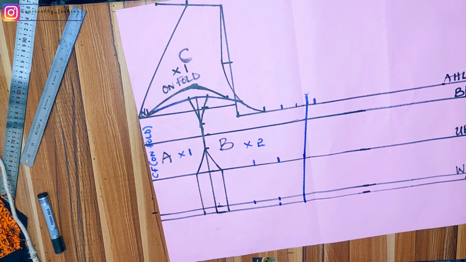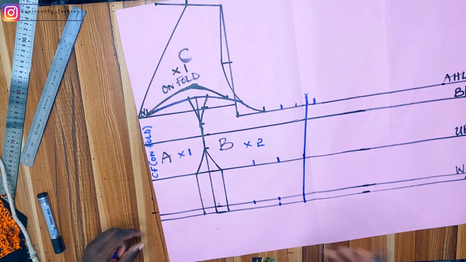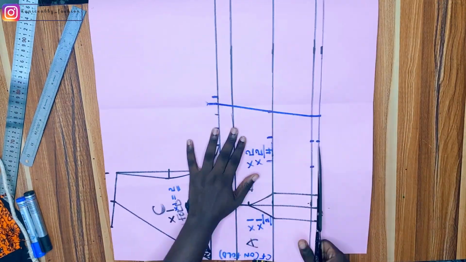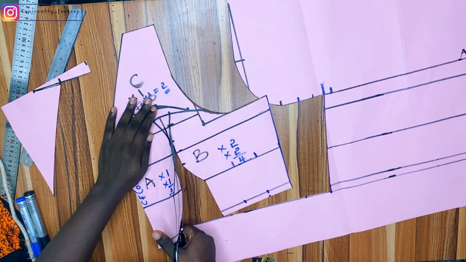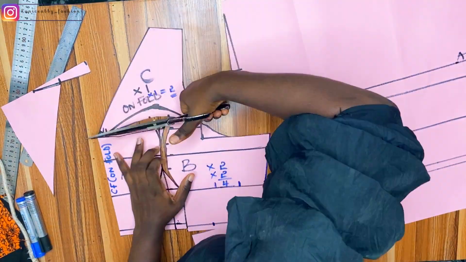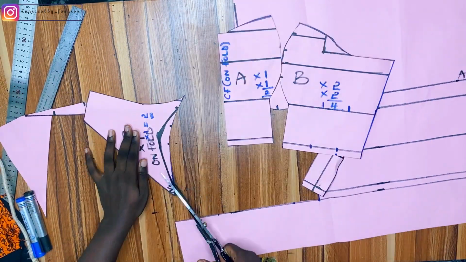Guys, just chill before you cut out this thing. There was something we ought to do before cutting out, so just chill before you cut out yours. So I went ahead to cut out everything, just the way you see me doing. Then I made the correction that we were supposed to make.